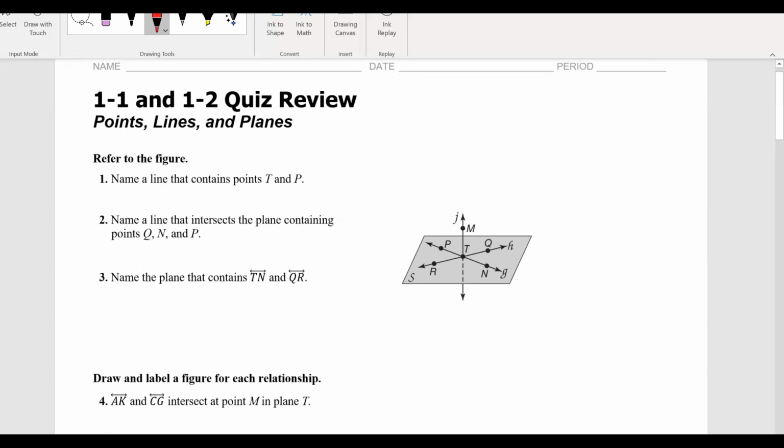Name a line that contains the points T and P. So let's lock in T and P. What would be one way to name that line? The easiest way would be to name it as line g, right? This lowercase g here labels that line.